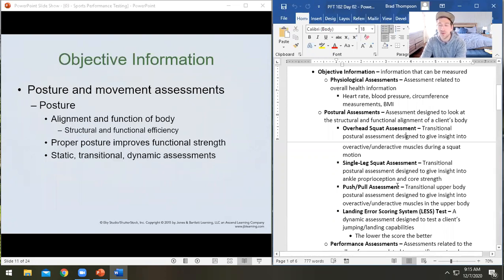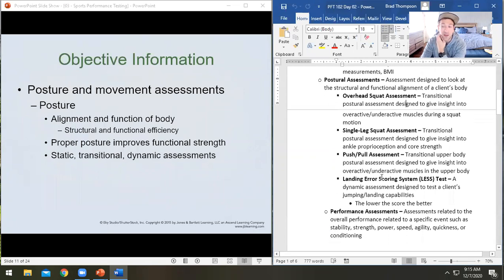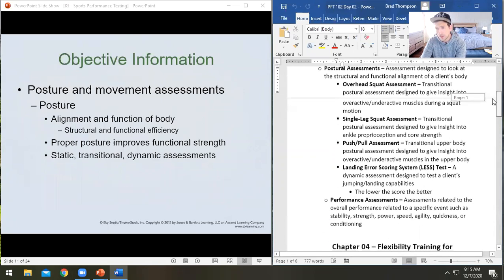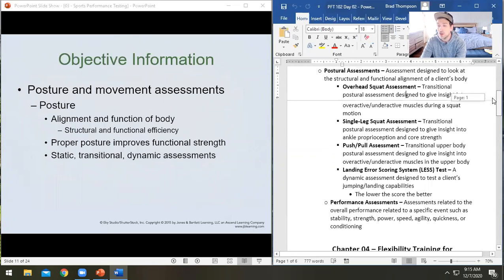So those are our physiologic assessments. Then we've got postural assessments. These are designed to look at structure and function. We're trying to figure out which muscles are causing this athlete to maybe drive the wrong way through their stance leg, which is causing a loss in power. So we're looking at the alignment, function, and structure, and how efficient their body is able to move.